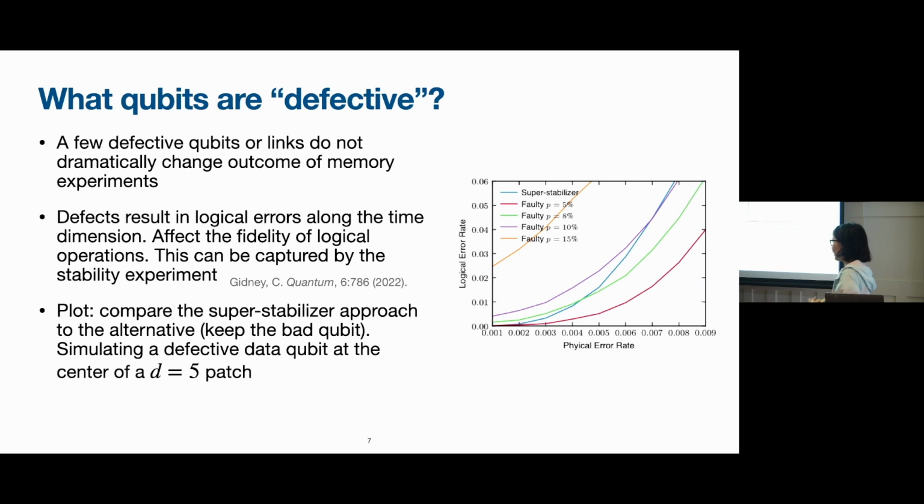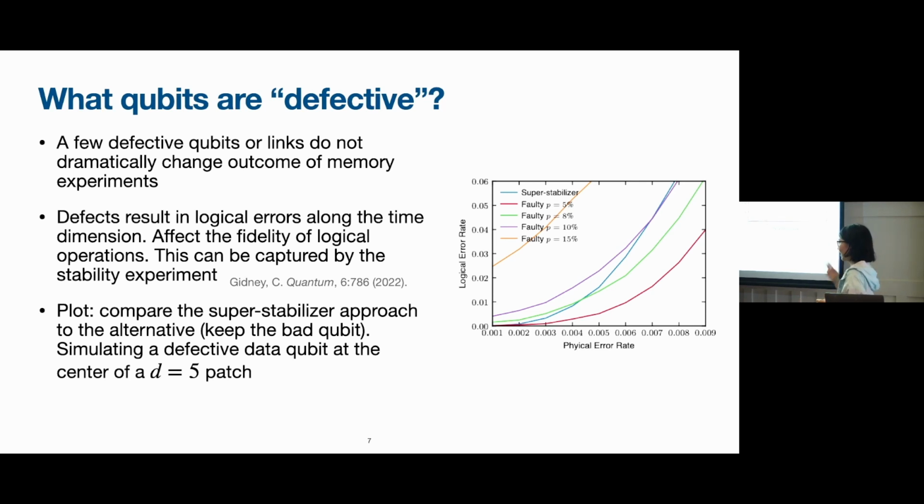And this can be captured by the stability experiment that's introduced by Craig Gidney, if you don't want to do a full simulation of a lattice surgery. So this is a plot that we made after running some stability experiments, and we compared a superstabilizer approach to the naive alternative of just keeping the bad qubit.